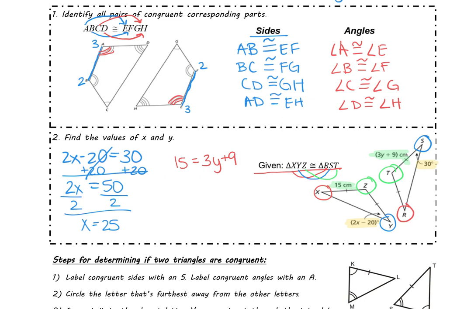And then again, we just want to solve it here. We're going to start with the 9 because it's further away from our letter. 15 minus 9 is 6. We can bring down our 3y and the 9's cancel out. And then our last step, we want to divide both sides by 3 to get rid of that. So y is going to equal 2.